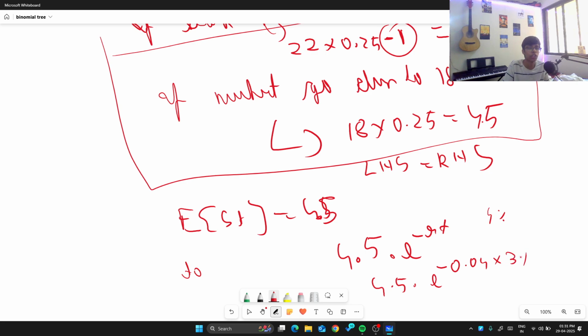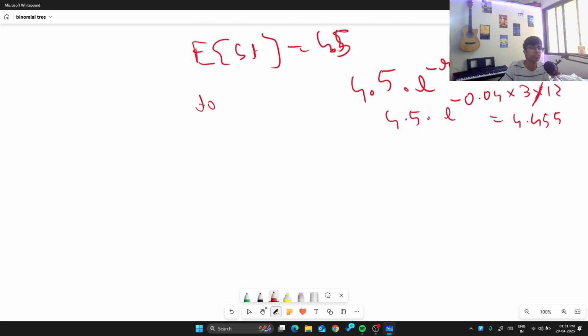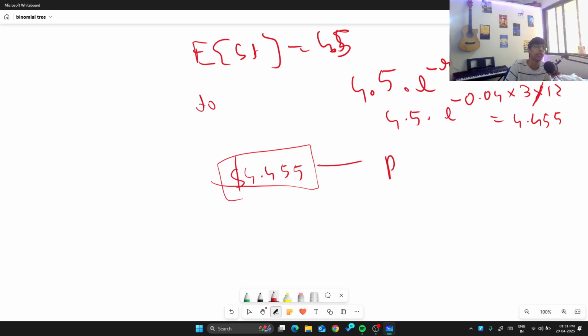That would be 3 divided by 12. The result is 4.455. So our option price should be $4.455 by the no arbitrage method, right?